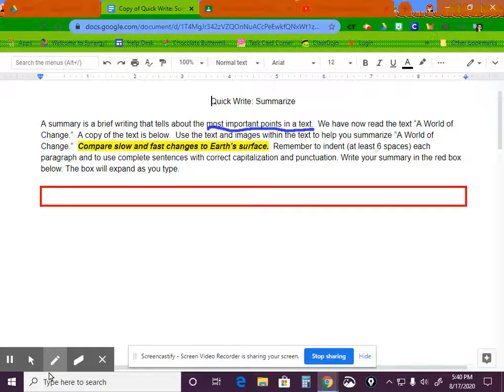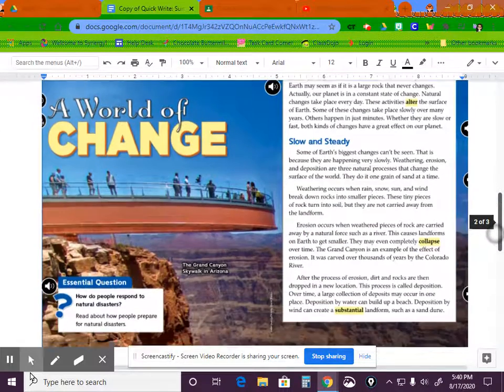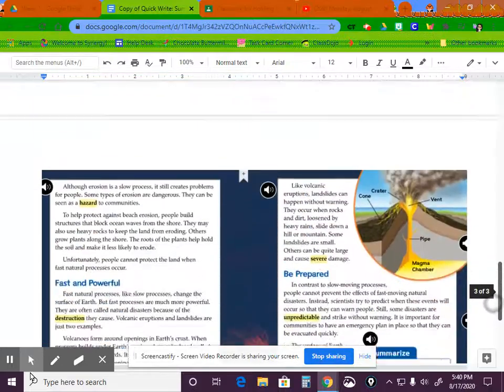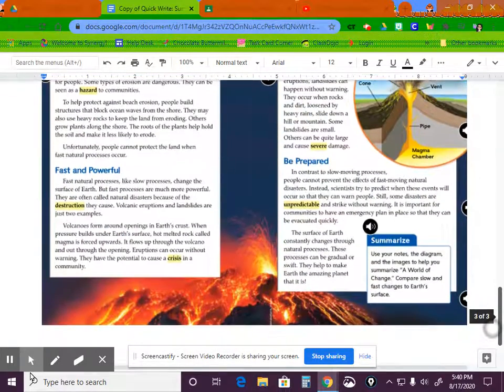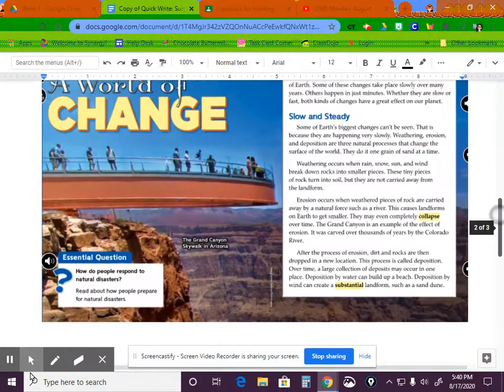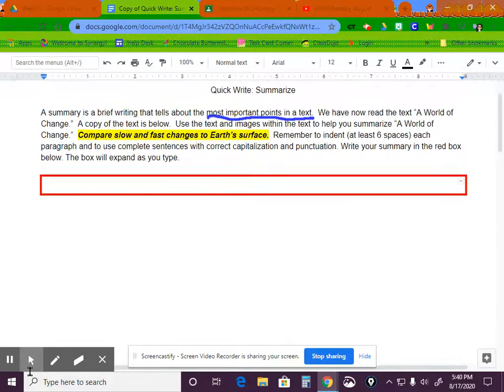Remember to indent, which is at least 6 spaces, each paragraph, and to use complete sentences with correct capitalization and punctuation. Write your summary in the red box below. The box will expand as you type. So I did want to show you where you can find that text. Of course, most of you have taken the book home, so you have that with you. But if you'll scroll down, here are some screenshots of the text to help you go back and find that prompt. Notice when I typed up the prompt, I even highlighted some very important information for you.